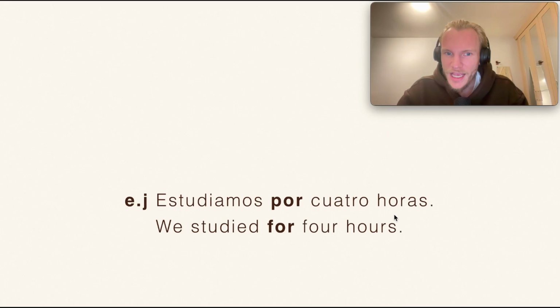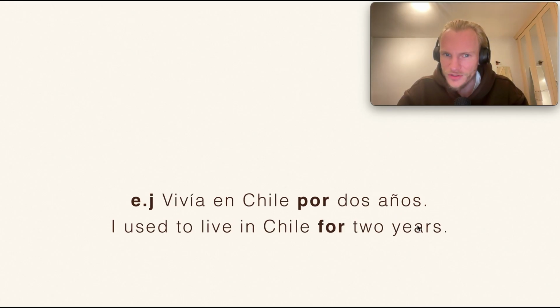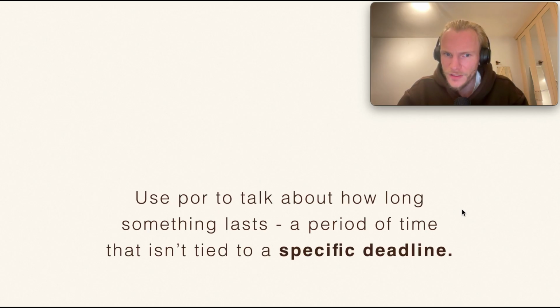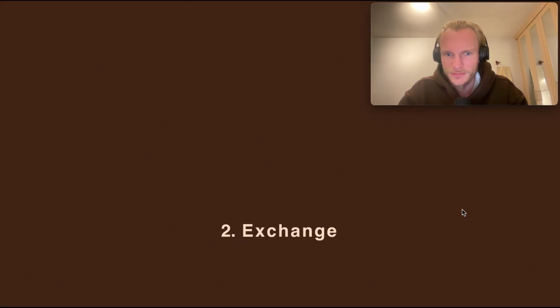Duration. Estudiamos por 4 horas. We studied for 4 hours. Vivía en Chile por 2 años. I used to live in Chile for 2 years. So use por to talk about how long something lasts, a period of time that isn't tied to a specific deadline. Por is a backward-facing word. I used to live in Chile for 2 years, backward-facing.